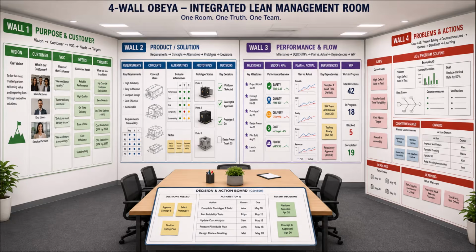Here is one more hypothetical example in which one wall is dedicated to purpose and customers, one to products and solutions, one to performance and flow, and one to problems and actions. But please realize many more arrangements are possible.